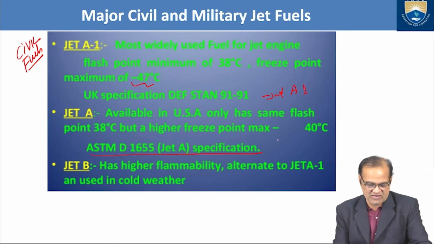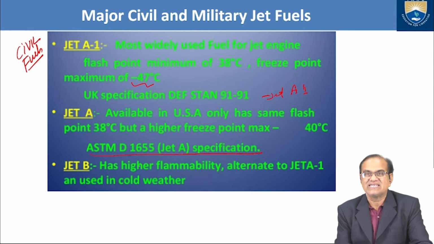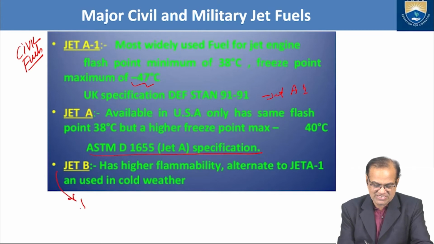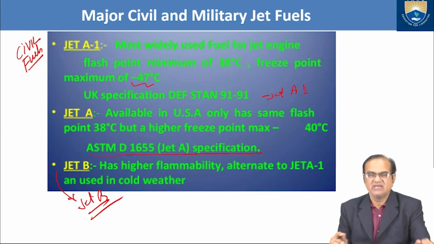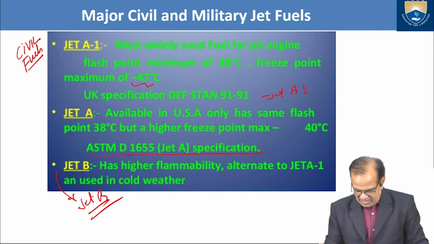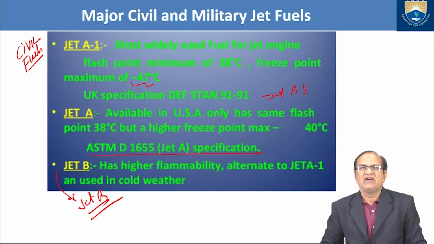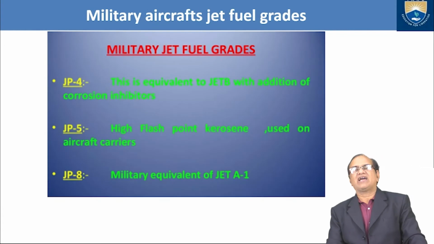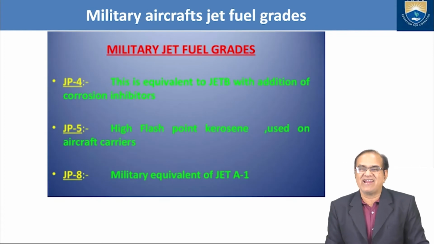These numbers are given. Now Jet B has higher flammability, an alternate to Jet A1 used in cold weather. So if you want to use it in cold weather, then you have to use this Jet B. It gives more minus temperature, so it can be used for very low temperature conditions. So these are the civil jet fuels. Now I will talk about the military jet fuel grades.